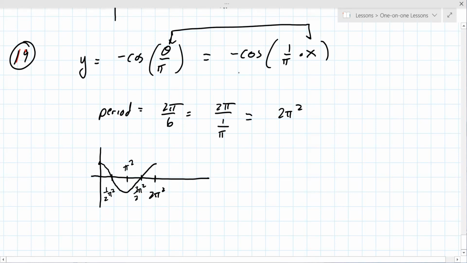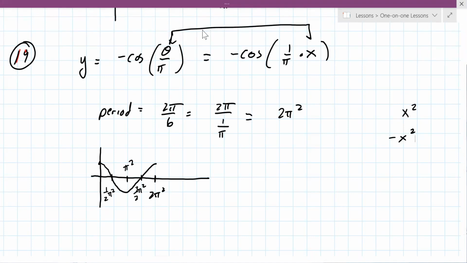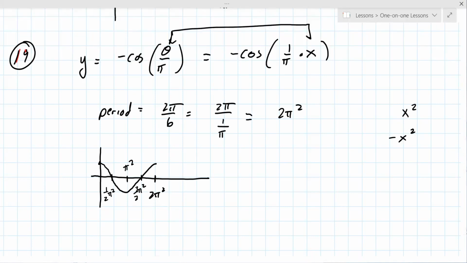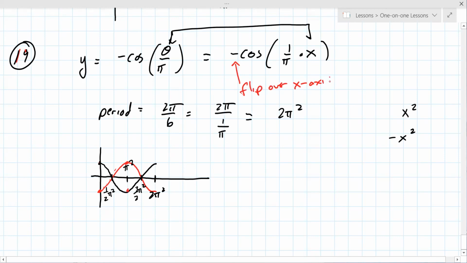What does the negative in front do? If it was x squared, what does negative x squared do? Because the same rules apply. It flips it over which axis? The x-axis. So instead of it being up here, it comes down here. This point, instead of being down here, comes up. So it looks like that. It flips it, so this is a flip over the x-axis. Okay.